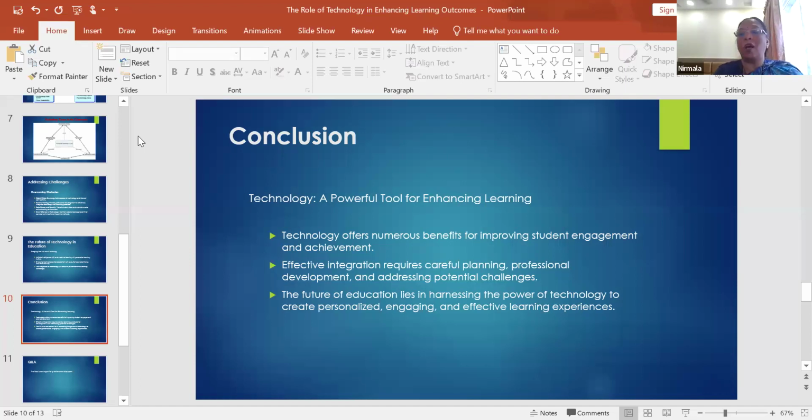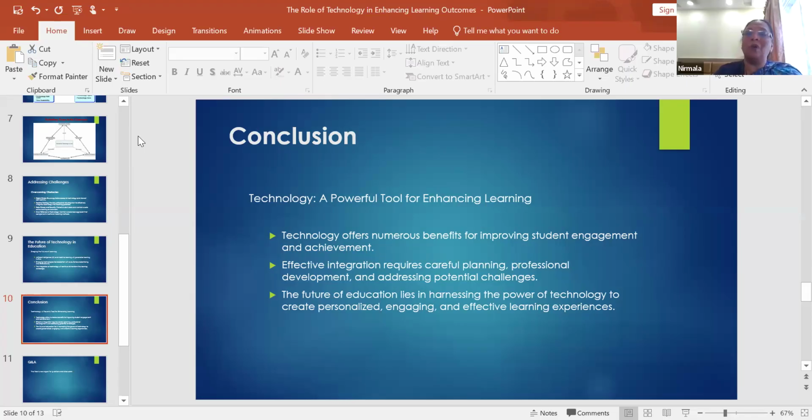So we have to come together and have careful planning, which leads to professional development for our teachers, and we can address the potential challenges we are facing with the learners of the present generation. The future of education lies in harnessing the power of technology to create personalized, engaging, and effective learning experiences. So the learning experiences are made with the technology that the learners are accustomed to.